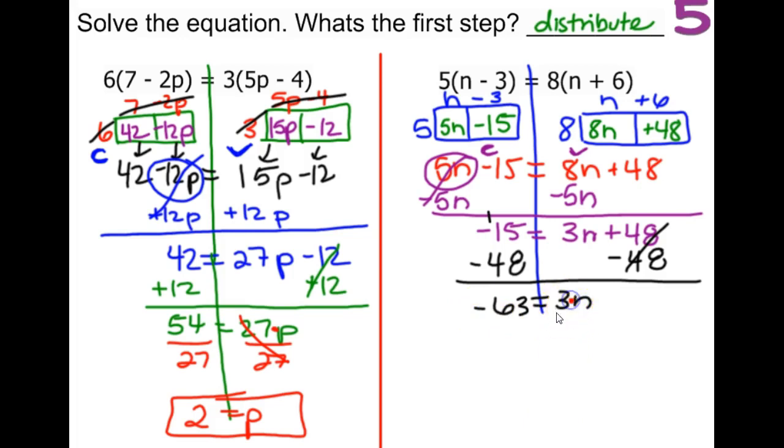And then last, the opposite of multiply is divide. 3 over 3 is just 1. Negative 63 divided by 3, I know it's going to be a negative number. 63 divided by 3 should give us, well, 60 divided by 3 is 20, and 1 more will give us 21. If you're not sure, just plug that in your calculator.